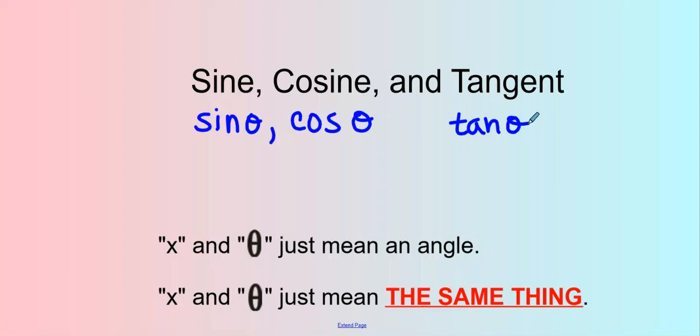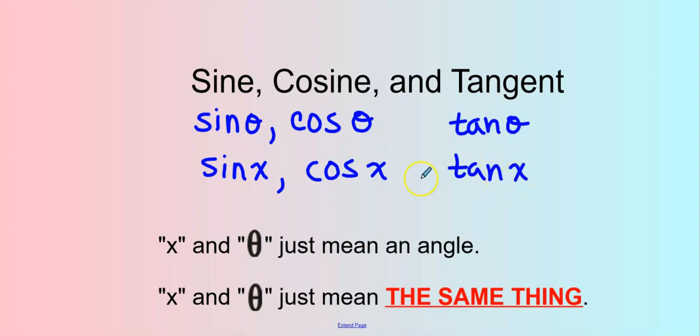But also, as you can see right underneath this, it says x and theta mean the same thing. They're the angles. So we could use an x here, we could use a theta. So we can have sine x, we have cosine x, or we can have tangent x. And they mean the exact same thing as the ones with thetas. So no matter which one you get in the problem, you should still be able to work it out.